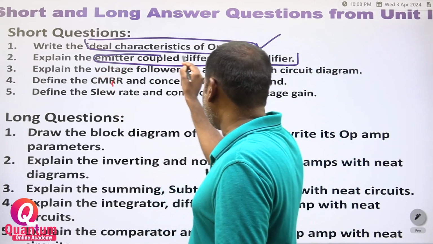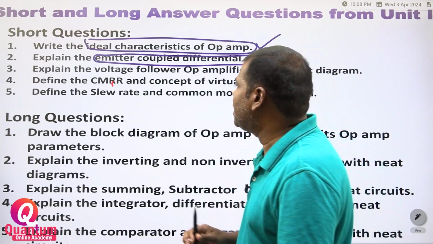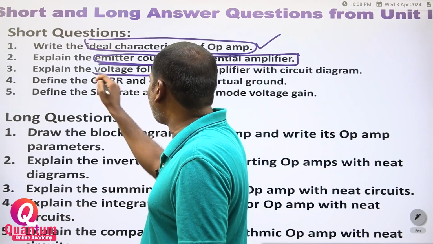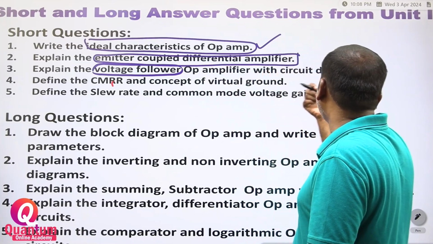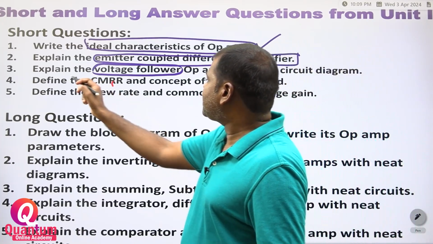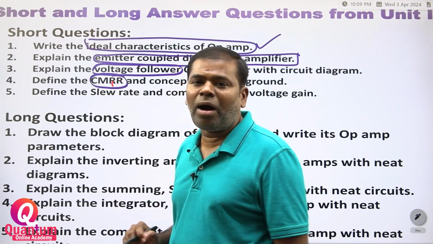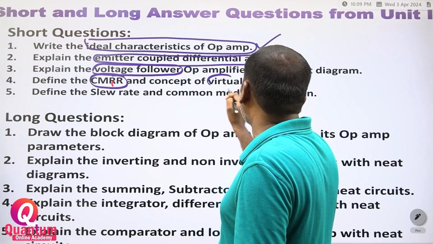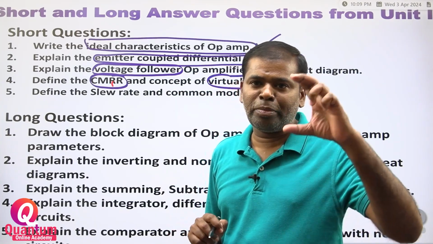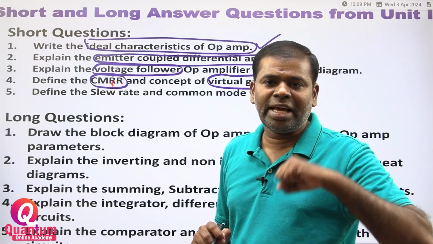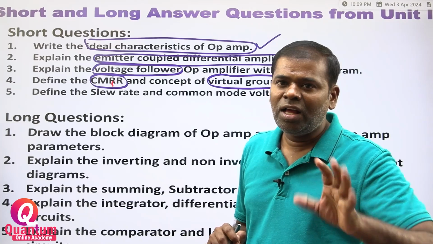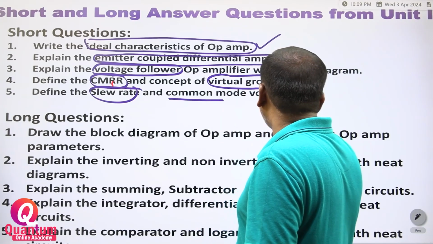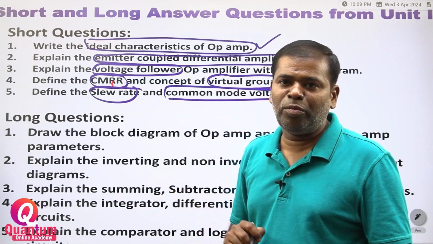Explain the emitter coupled differential amplifier. Explain the voltage follower operational amplifier with a circuit diagram, right? Next, define the common mode rejection ratio, CMRR, and the concept of virtual ground. Op-amp has 2 inputs, so one input we have to take as a virtual ground. You have to give the concept of the virtual ground. Define the slew rate and common mode voltage gain.